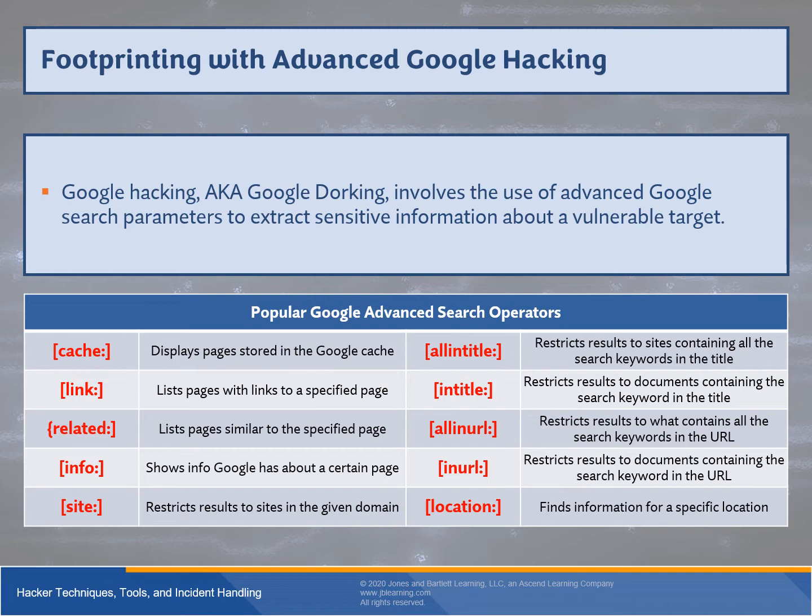Link: if we find a page that has a link to a specified page, we can try and find affiliations. Related, info, site. Site's really handy because it allows you to restrict results to a given domain. So if you know the domains and subdomains of a company, you can try and restrict searches within that particular arena. Allintitle, allinurl, and url and location.